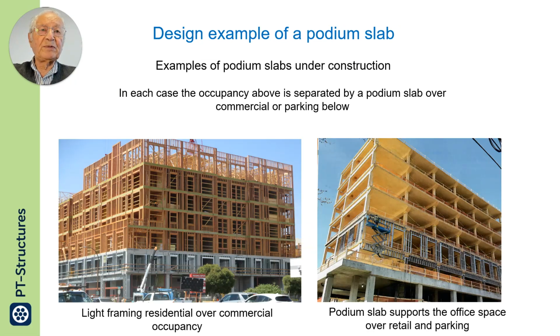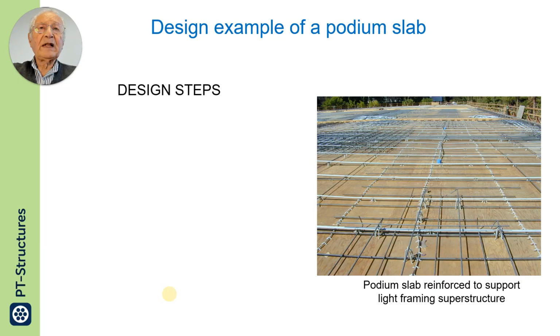Here are two typical examples that you find in California. Concrete is below, wood frame is above. Here on the right, the concrete below supports parking. On the left, it is commercial. An example of the post-tensioned slab construction is shown on the right.